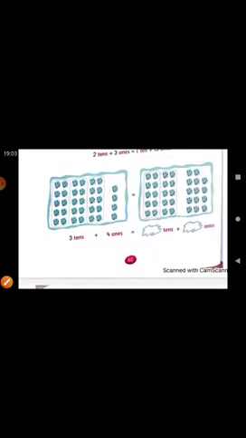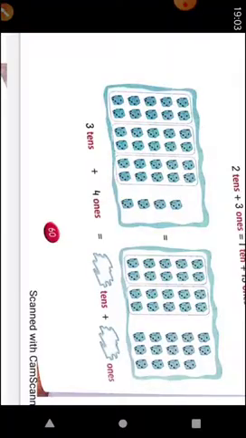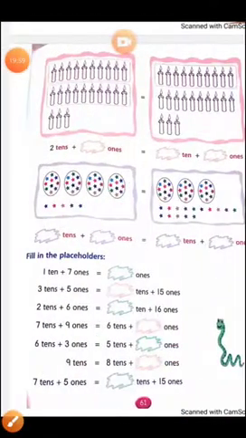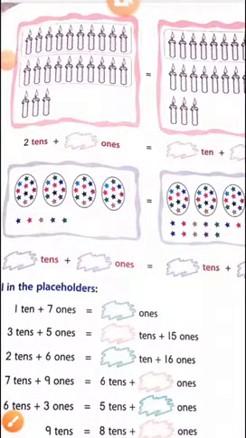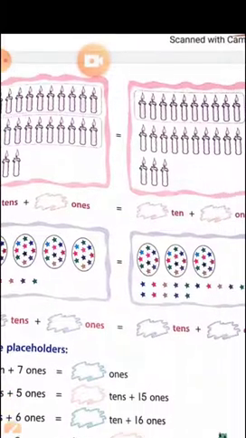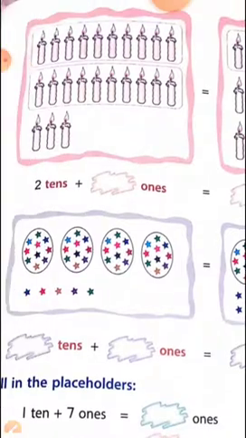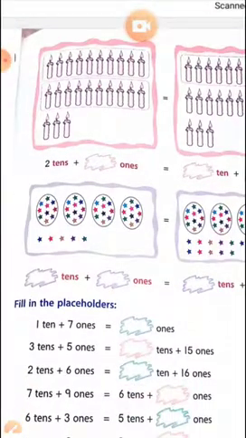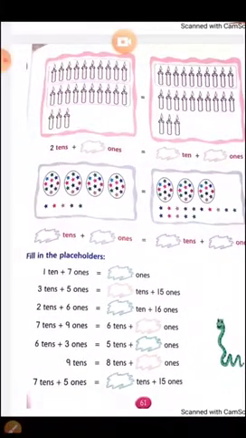Now next is, again, we have to regroup. 2 tens plus dash ones is equal to, we have to regroup this.